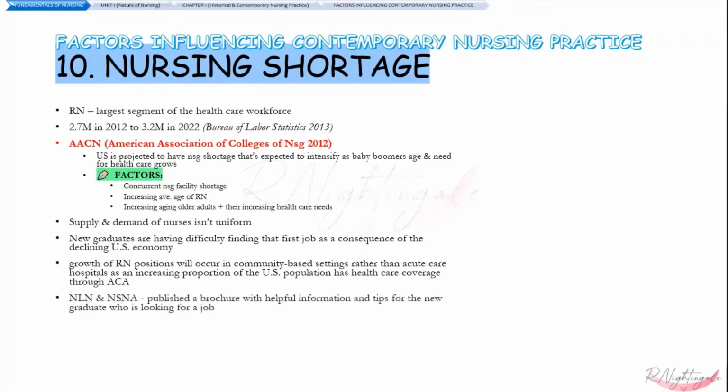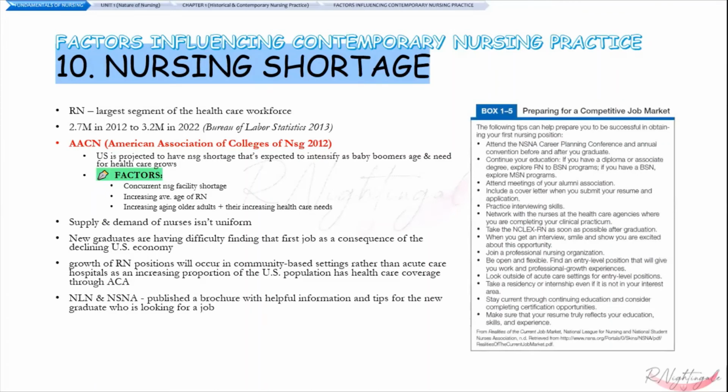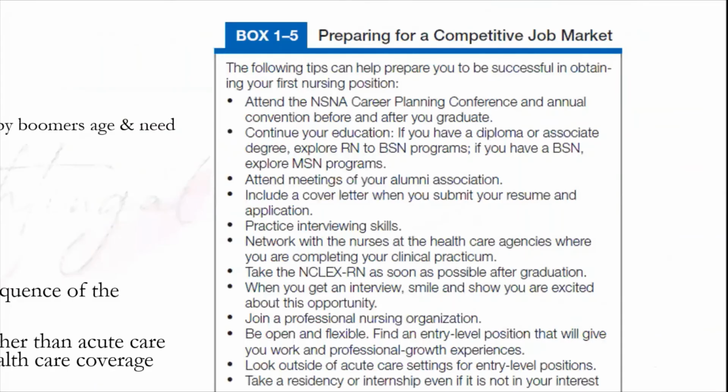These types of demands will limit the graduate from getting a job, making flexibility for hours, shift, and unit key advantages. Together, the National League for Nursing and the National Student Nurses Association have published a brochure with helpful information and tips for the new graduate who is looking for a job. It says here, how can you prepare for a competitive job market? Let's see this closer.